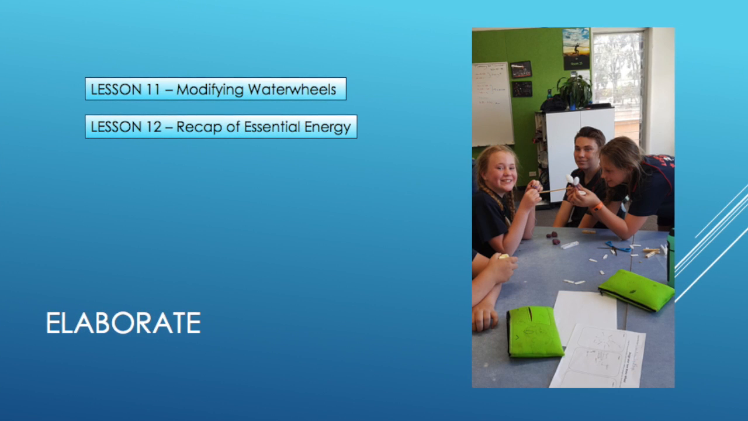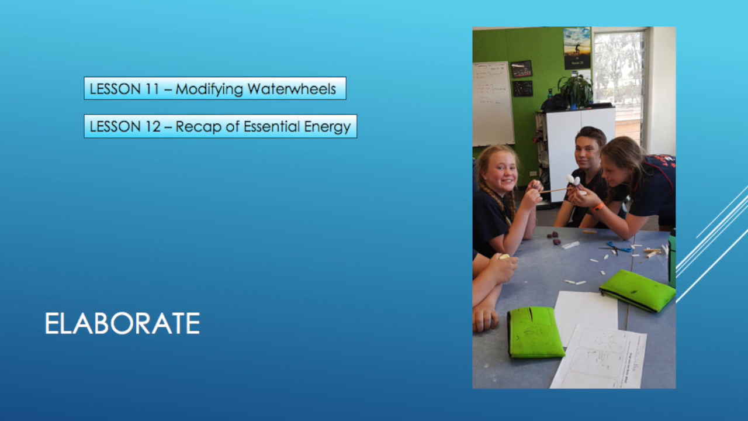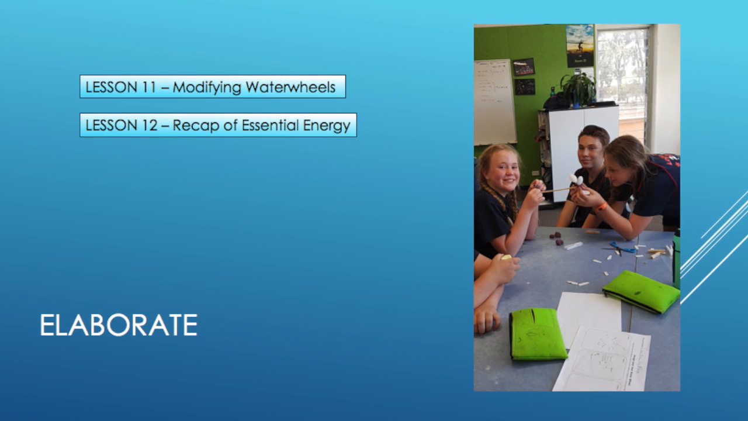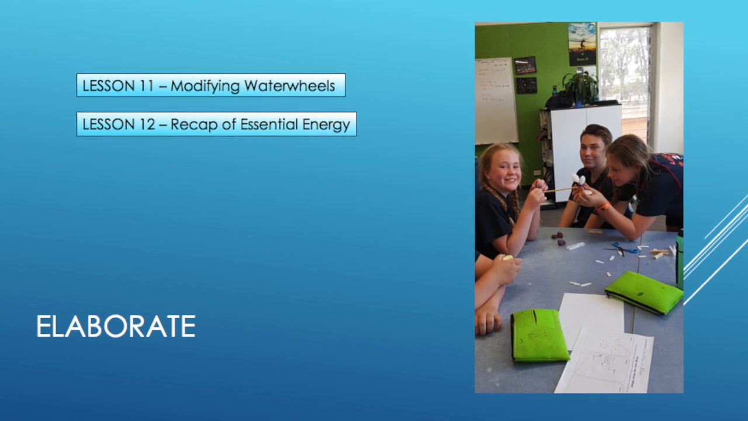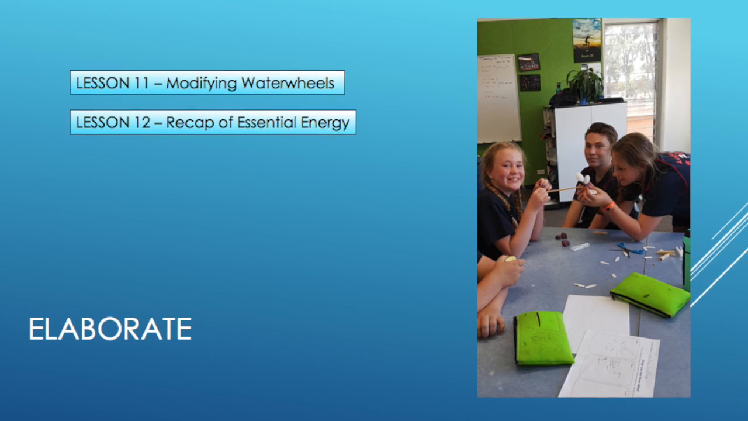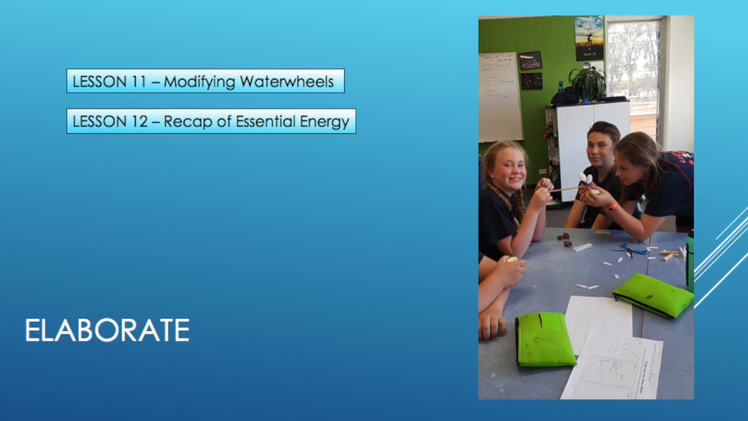With the elaborate phase in lesson 11, students were making modifications to their original water wheel to try and improve their performance. They were able to discuss features of other groups' designs and implement them into their own designs.